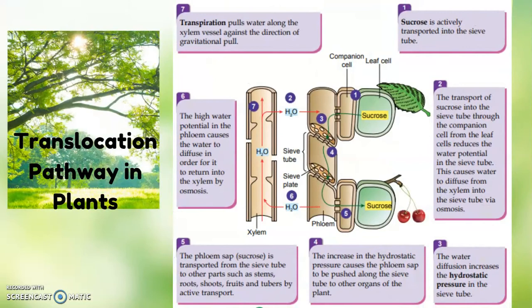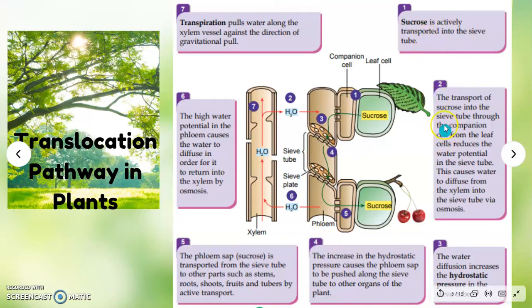Okay, next we go to the translocation pathway in plants. What happens in the pathway? Number 1, sucrose is actively transported into the sieve tube. The sucrose is produced after glucose combines with another glucose to form sucrose. So sucrose will be transported from the palisade mesophyll cell in the leaf into the sieve tube. By what process? Active transport.